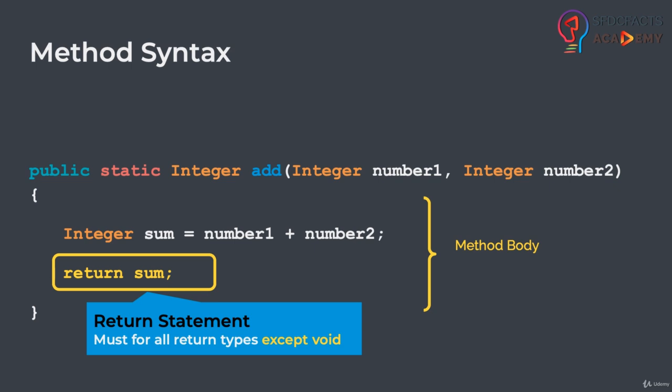And the value of this return statement must be of the same data type as your return data type in the method. So that means if you have a return data type as integer, then the return statement should also return something of the integer data type only. You cannot return a string here. And this return statement is compulsory if your method has a return type anything except the void data type. You cannot save your method without defining the return statement.